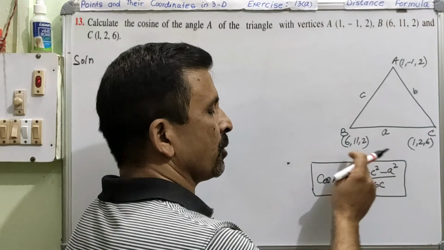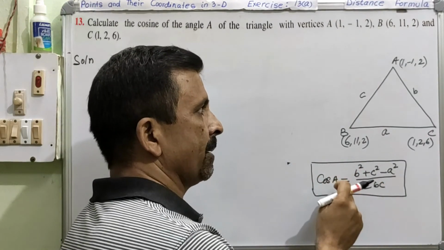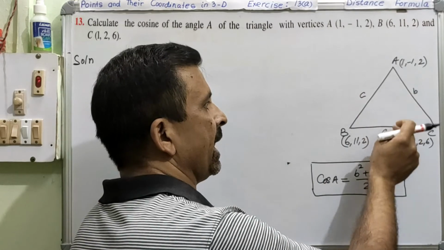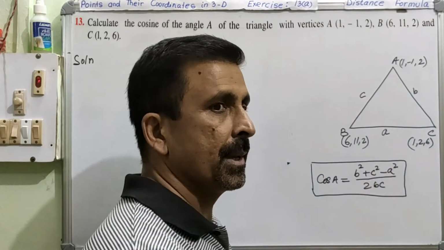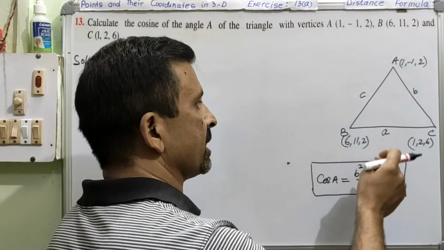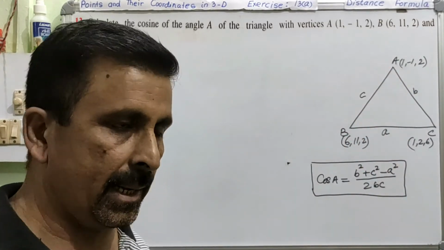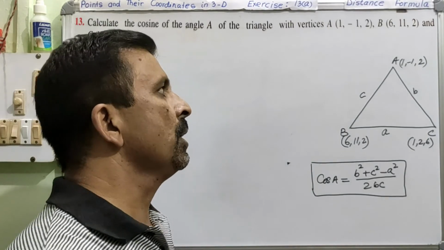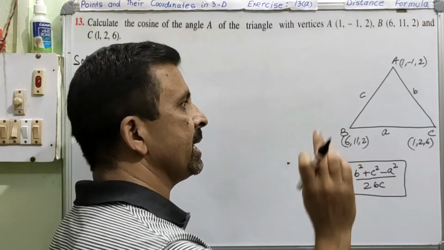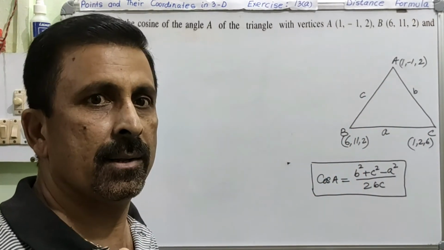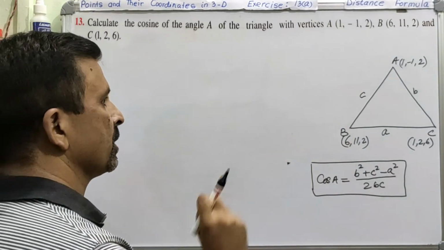In order to find the cosine of angle A, we need the measurements of a, then b, then c. After calculating all three lengths, we will put them in the formula and we can find out the cosine of angle A. So now we are going to find the values of a, b, and c using the distance formula.